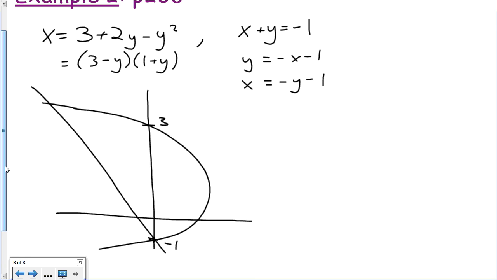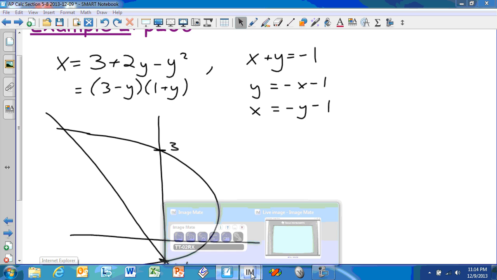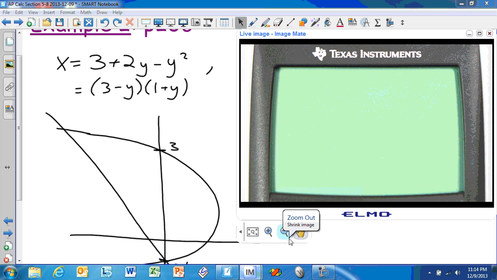The other way you can do this is on your calculator. Let me just illustrate this again so you can get these sketches yourself. If you notice, the first equation is solved for x. If it was solved for y, I could sketch this. If I swap the x's and y's, I could graph y equals 3 plus 2x minus x squared.